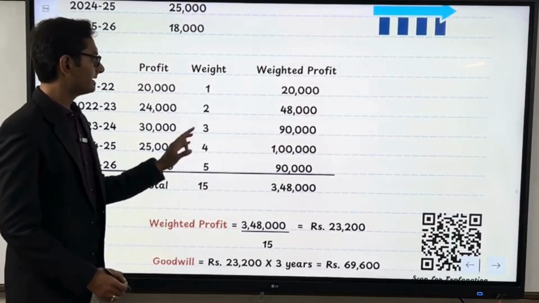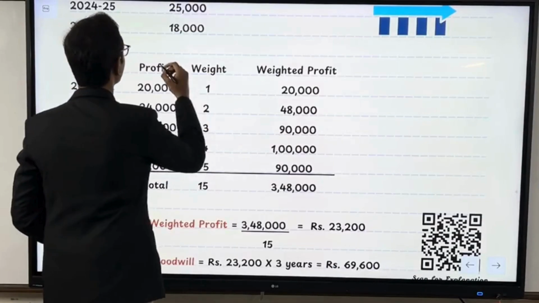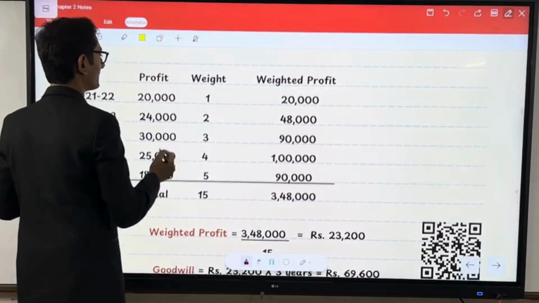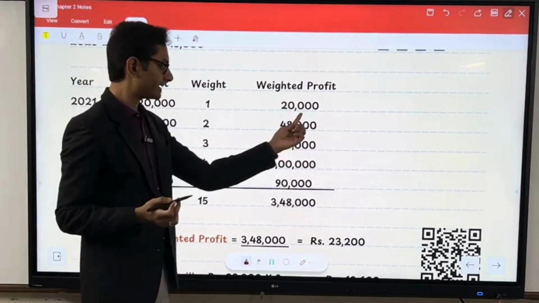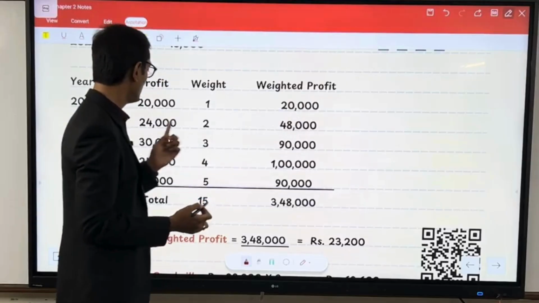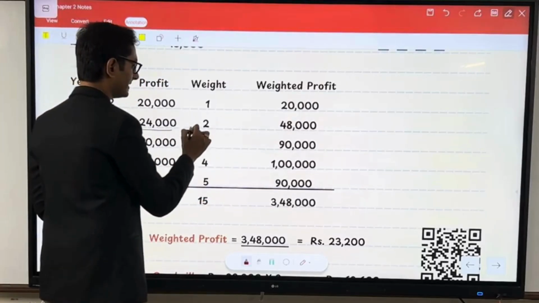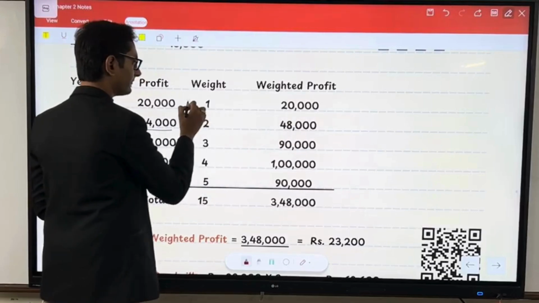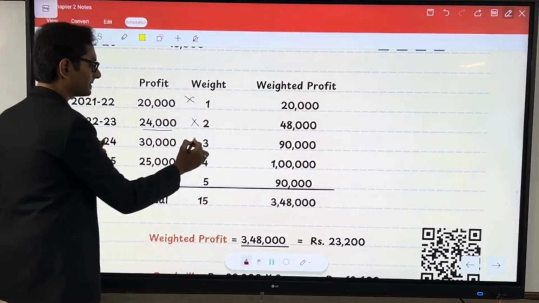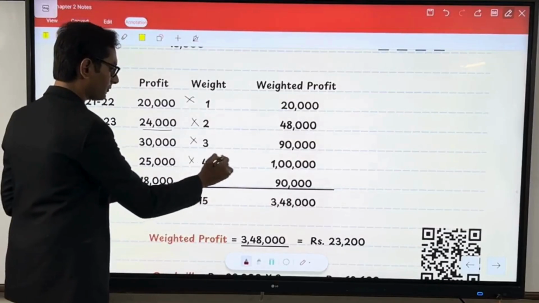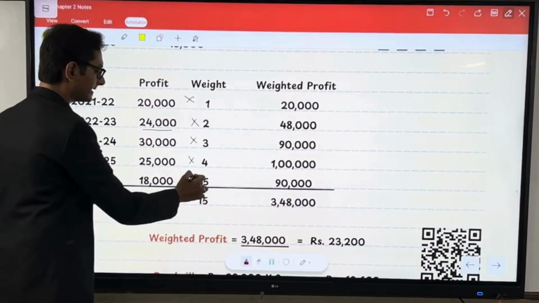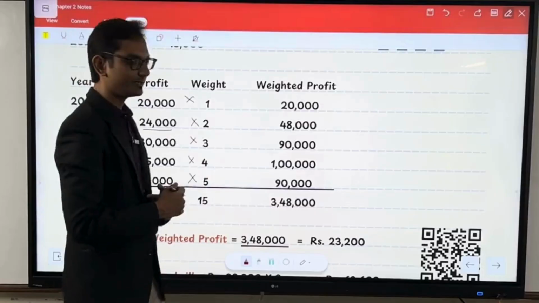And we have to total. Now how will we get the weighted profit? See here, profit multiplied by weight, that is 20,000 multiplied by 1, you will get the weighted profit of that year, 20,000. 24,000 multiplied by 2, you will get 48,000. 30,000 multiplied by 3, 90,000. 25,000 multiplied by 4, 1 lakh. 18,000 multiplied by 5, you will get 90,000.